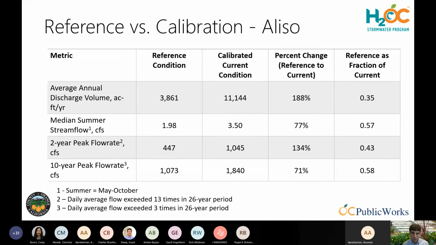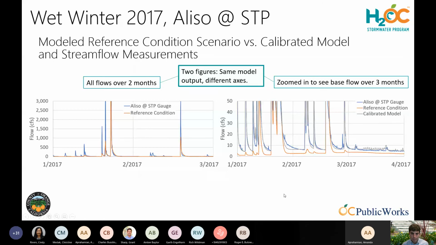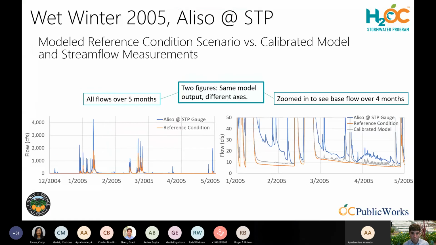So to move forward a bit, this is another look at the flows. We see there's not a whole lot to talk about here. In the interest of time, let's just keep moving on.